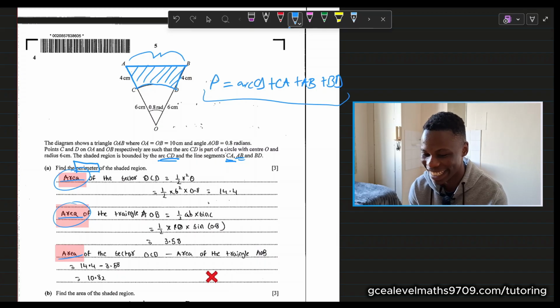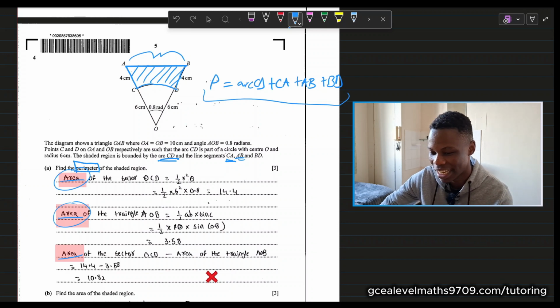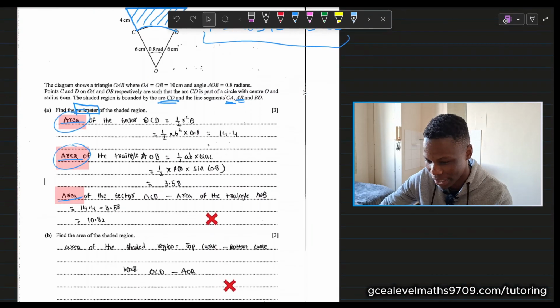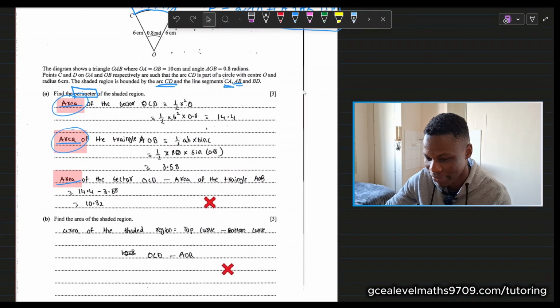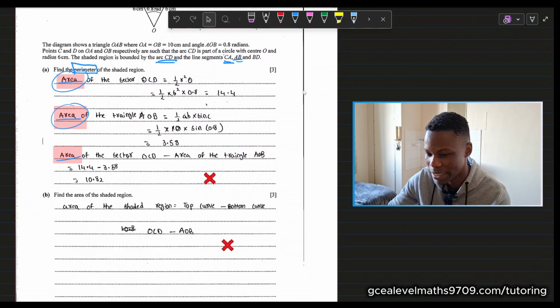And part B, you can tell part B is asking for the area of the shaded region. And I'm curious, if you calculated area in part A, what did you do in part B? Because I can imagine you would have just repeated the same thing if you wanted area again.